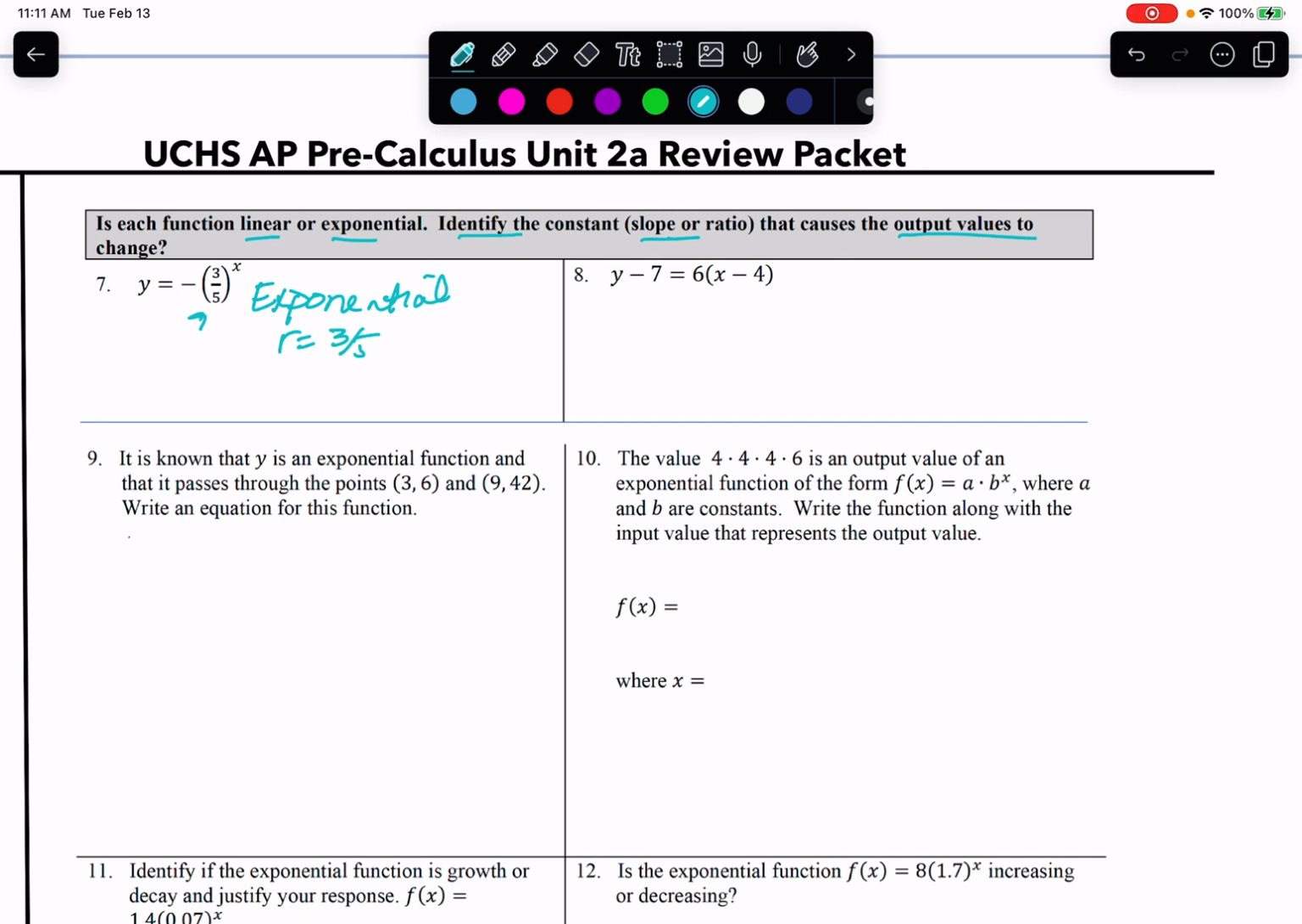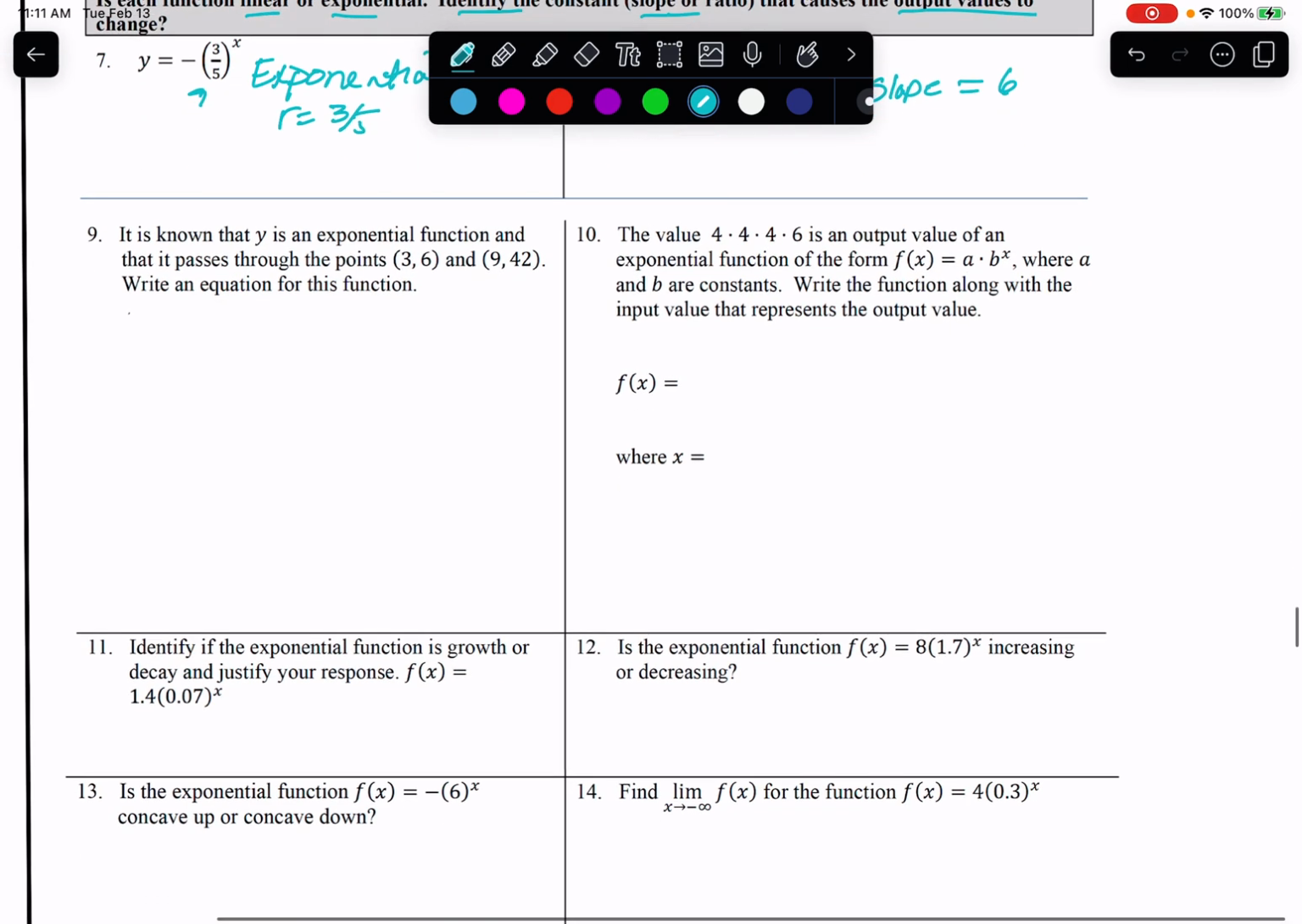Okay, the next one, you could rewrite this as 6 times x minus 4 plus 7, which is definitely linear, right? That's the point slope formula. So the slope equals 6. All right, let's look at 9.